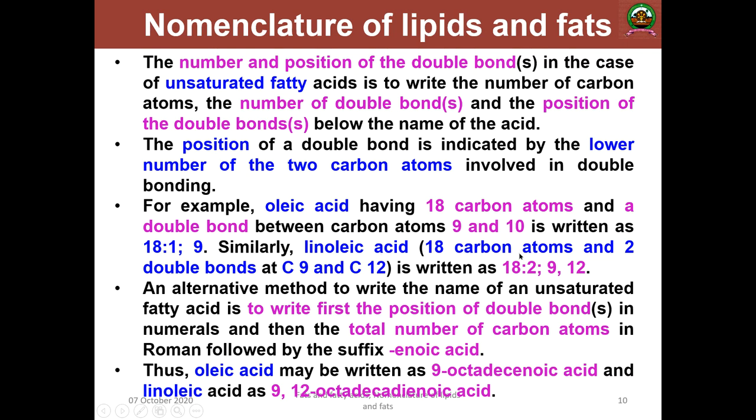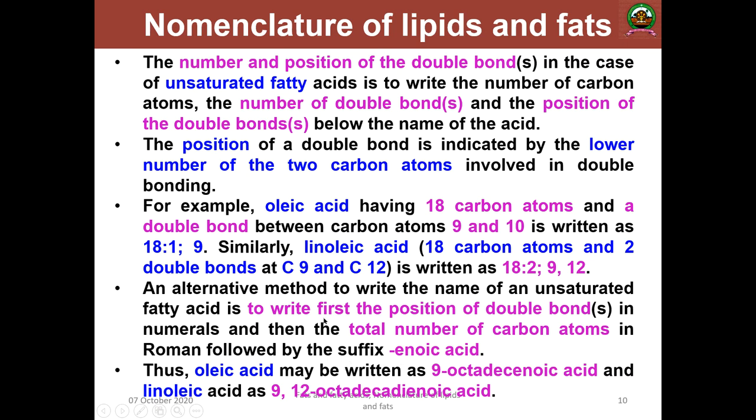What is the meaning of this? Linoleic acid has 18 carbon atoms and 2 double bonds, and the double bonds are present starting from position number 9 and position number 12. This is the nomenclature. Or we can write it in another way also, the alternative method. Here we can write the first position of the double bonds in numerals and then the total number of carbon atoms in Roman, followed by the suffix enoic acid.